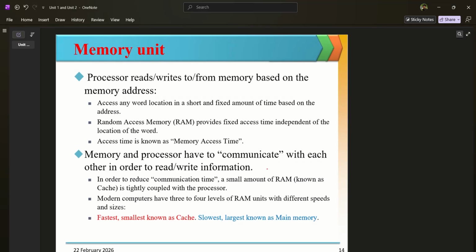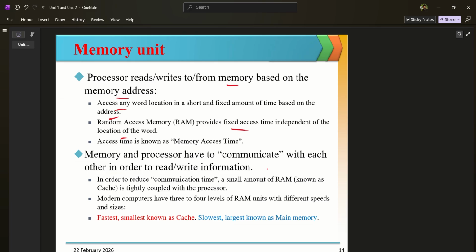The processor reads from or writes to memory based on the memory address. So it accesses any word location in a short and fixed amount of time based on the address. Random access memory provides fixed access time independent of the location of the word. This access time is known as memory access time.